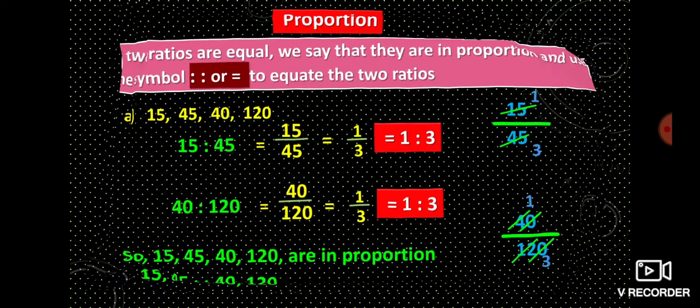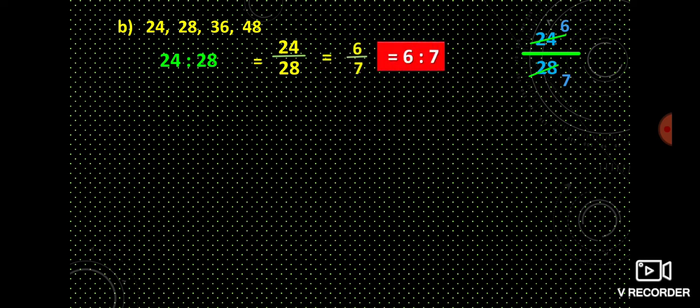Next question. B question. 24, 28, 36, 48. Then first take 24 is to 28, 24 by 28. In this 4 is common. 6 times 4, here 7 times 4. 6 is to 7. 6 by 7 is 6 is to 7. Next take 36 and 48. In 36 and 48, which is common, 6 is common. In 36, 6 times 6. In 48, 8 times 6. Again we can simplify. In 6, 3 times 2. In 8, 4 times 2. That is 3 by 4.